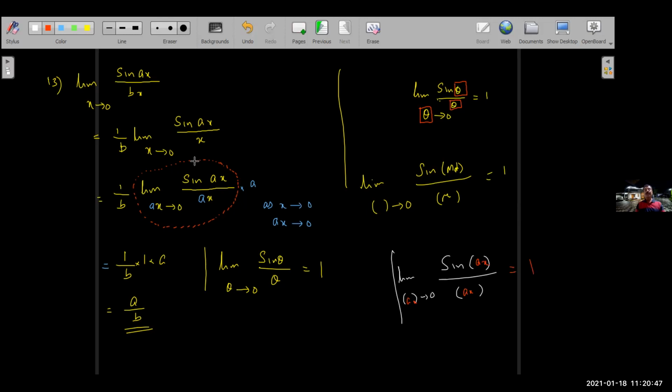So to make ax, see here, ax, here only x. So to make it ax, I gave one a here. But we cannot get a alone here in denominator. To neutralize it, I multiplied and divided with a, so that the quantity remains the same. And here also, as x tends to 0, to make it into standard form. Now this expression is the standard form, which is 1. Left out is a here.